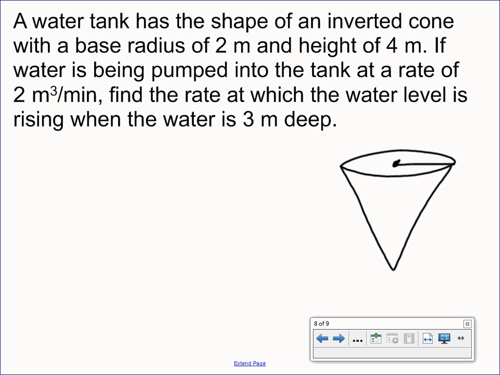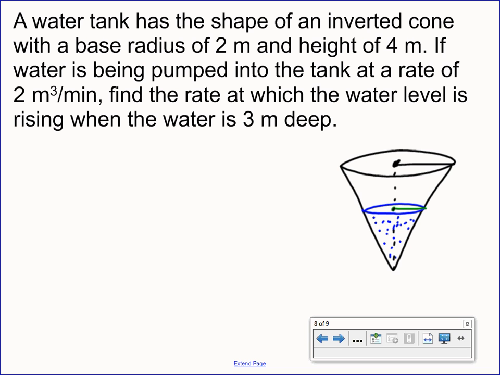Water's being pumped into the tank at a rate of 2 cubic meters per minute. Find the rate at which the water level is rising when the water is 3 meters deep. Oh gosh. So let's see if we can write down our known rates, unknown rates, and label our picture with some variable quantities and hopefully some constants as well.